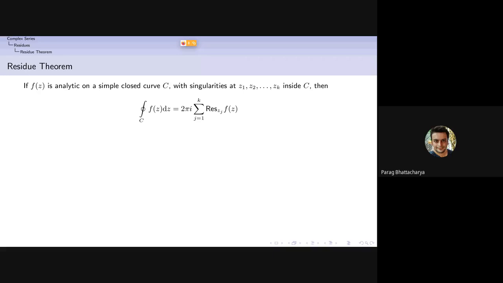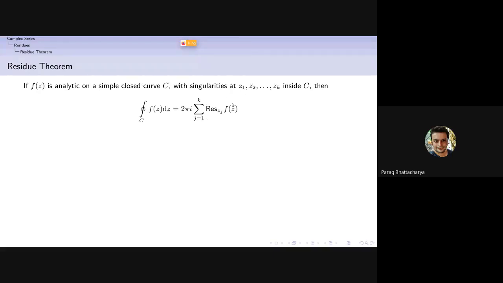Okay, so the residue theorem. What does the residue theorem say? It says that if a function f of z is analytic on a simple closed curve C, and there are some singularities z1, z2, and so on inside this, then the value of this integral over the simple closed curve will be simply 2πi times the sum of all the residues.